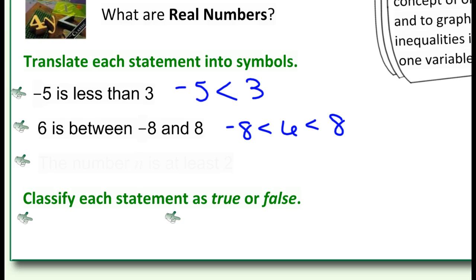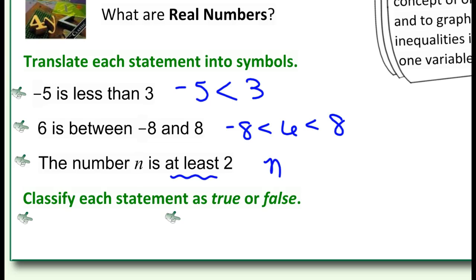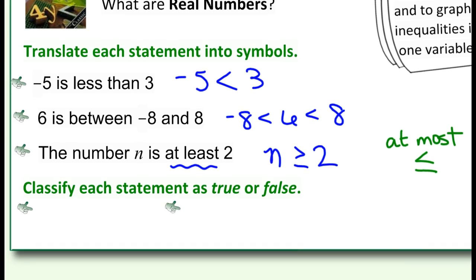Okay, now let's look here at the last one. It says the number n is at least 2. Well, it's algebra, so we've got to get some numbers in there. Now, if it says it is at least 2, that's the lowest it'd be, but it could be greater. So when it says at least, we're going to write n is greater than or equal to 2. Now, just a little sidebar here. The other important one you need to realize is at most. If it's at most, then it's going to be less than or equal to. And I'd make a note of that because we're going to see those a little bit more now that we're in the inequality chapter.